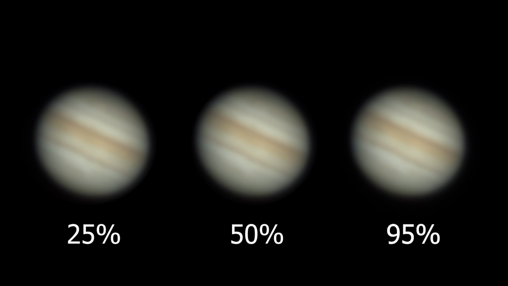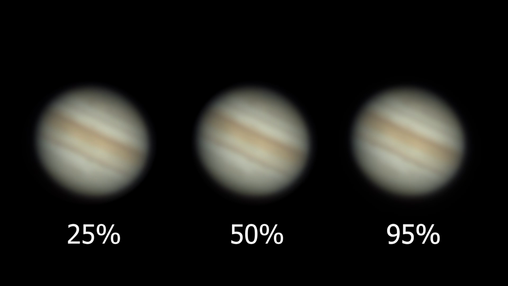Let me show you the resulting stacked pictures of Jupiter when using 25%, 50% and 95% of the video frames. In this case, there's not a whole lot of difference between the pictures. The 25% stacked picture looks a bit sharper as compared to the 50 and the 95% stacked pictures, but the differences are pretty small. This was to be expected, as the quality of the best frames was only slightly better than the quality of the worst frames in this 1-minute video of Jupiter.